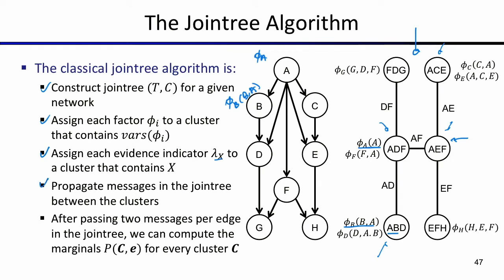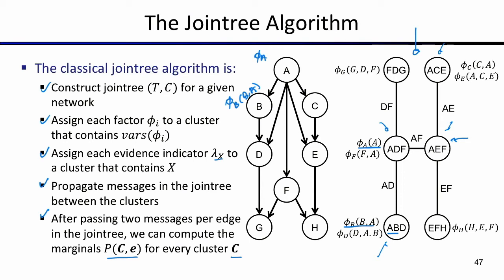And we propagate the messages in the Jointree between the clusters. I'm going to use that idea of message passing. We will select one root, and first send messages towards the root, and in the second pass away from the root, and we compute all the messages. And after passing 2 messages per edge in the Jointree, we can compute the marginals. They're going to be the probability of C and e for every cluster C.